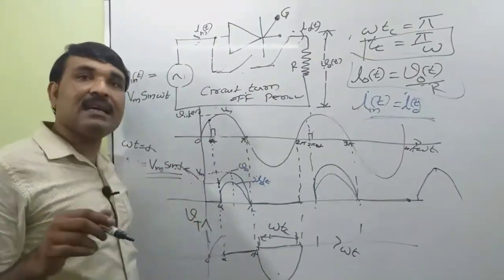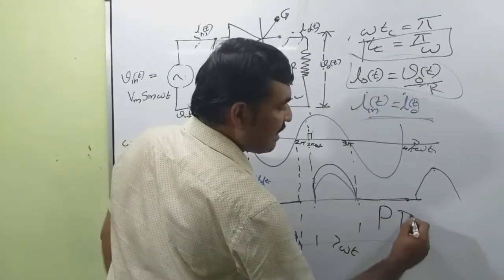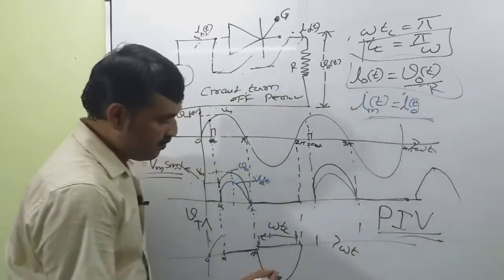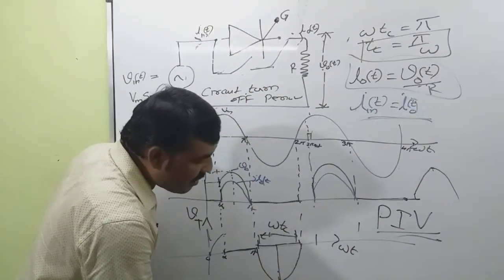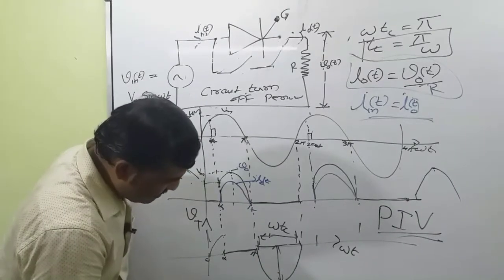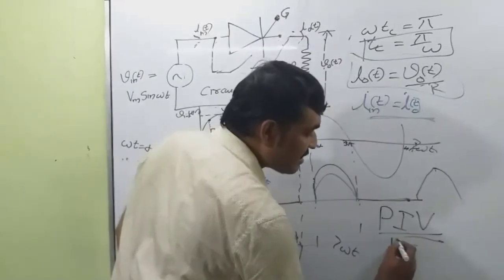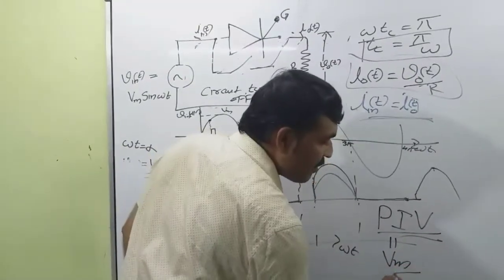Now there is another term, peak inverse voltage, PIV. That is the maximum voltage that comes across the thyristor. This value is minus Vm. So the peak inverse voltage of the thyristor is equal to Vm.